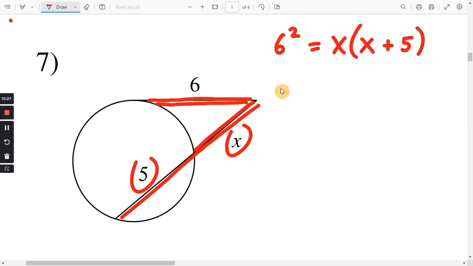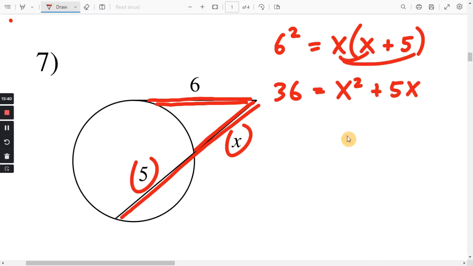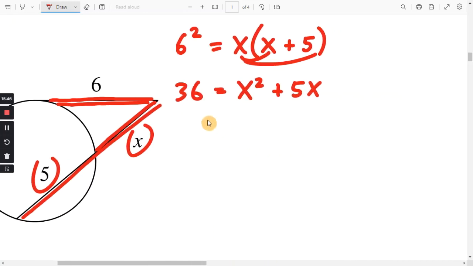Six times 6 is 36. And that equals distributing: x times x is x squared, and x times positive 5 is 5x. All right, we have a quadratic, so you need to set it equal to 0. So we want to get rid of the 36. I'm going to do minus 36 on both sides.